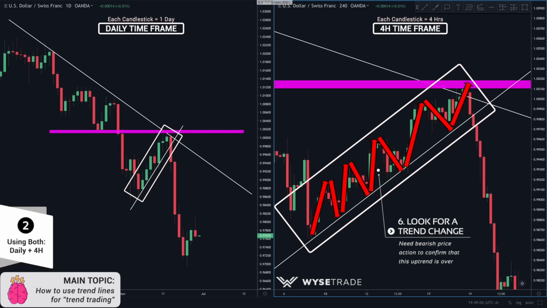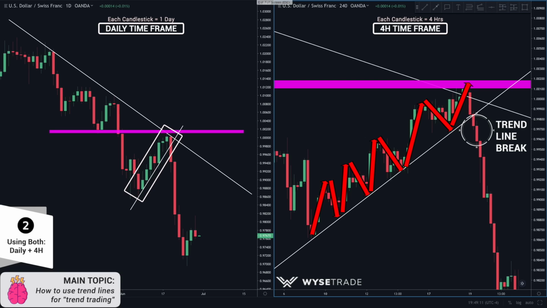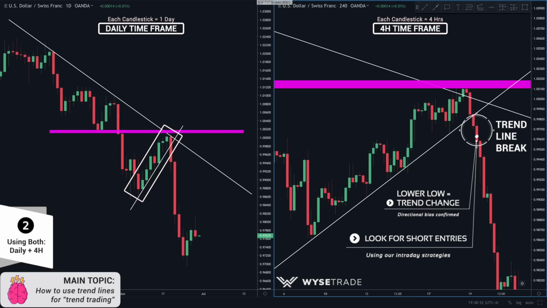So here it is. Price then broke the short-term trend line, which is your bearish signal number one, and then makes a lower low, your bearish signal number two. You now have bearish price action that entered the market, confirming that the short-term uptrend is over and that the longer-term downtrend can continue. Now again, there are many ways to enter the market. You can enter right on the break through a momentum play using the lower time frames, but the most important part is that your directional bias is now confirmed as down and short.